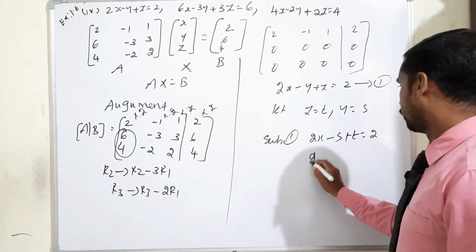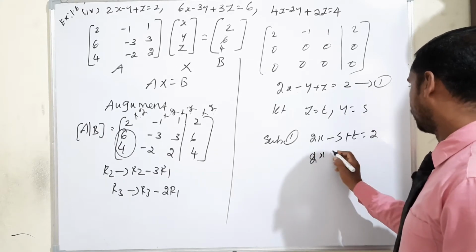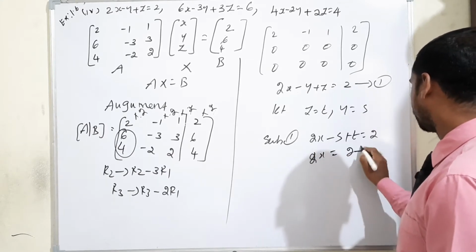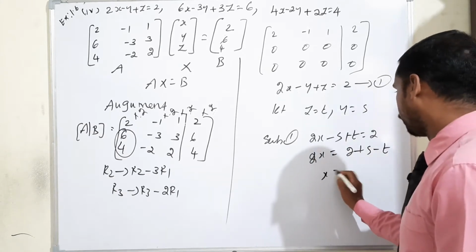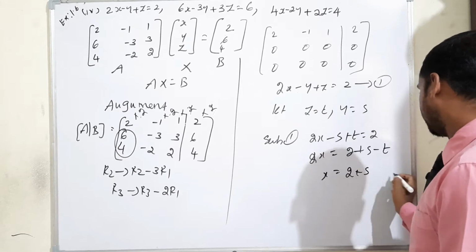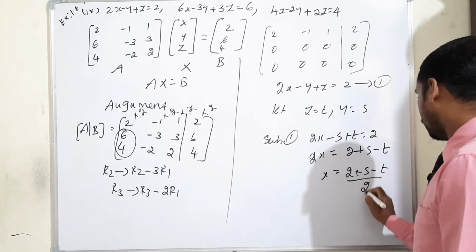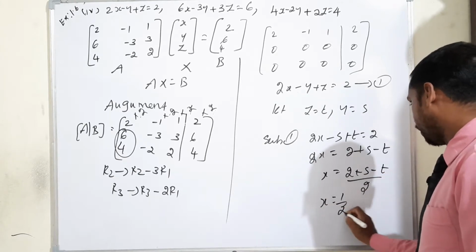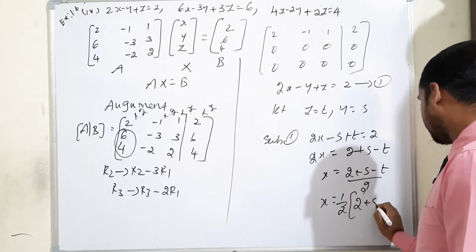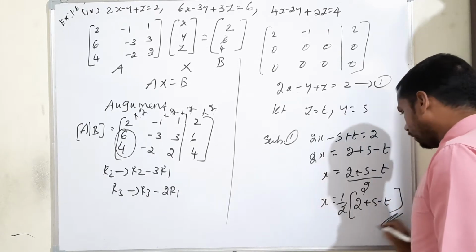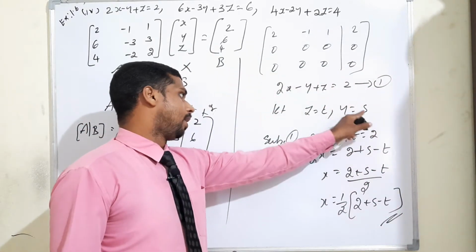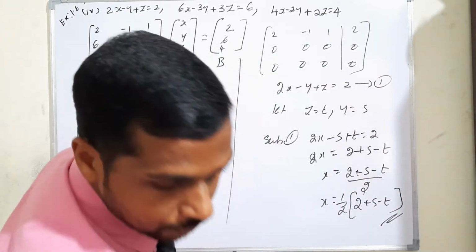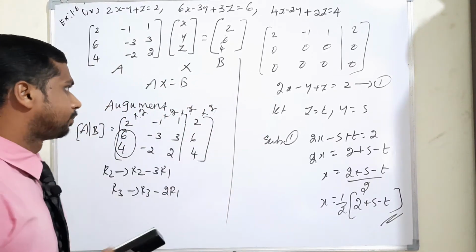Therefore 2x is equal to 2. Minus s brought to the other side with opposite sign means positive s. Plus t brought over with opposite sign means minus t. Therefore x is equal to (2 plus s minus t) by 2. So x is one by 2, taking the constant outside: 2 plus s minus t. See, look at there, this is called x. The remaining y and z we considered as s and t. Therefore definitely we can say it is consistent.